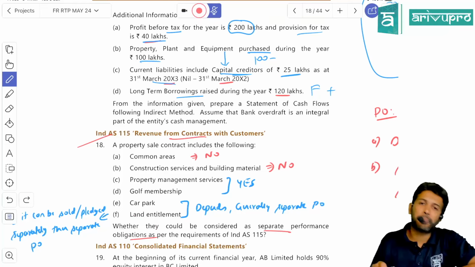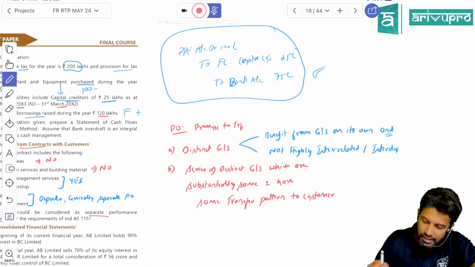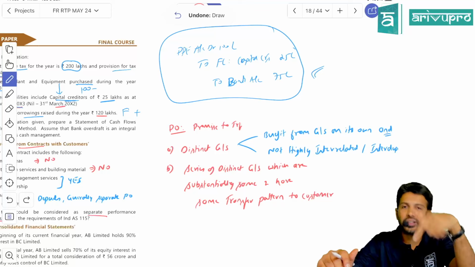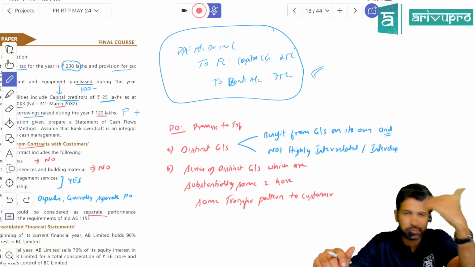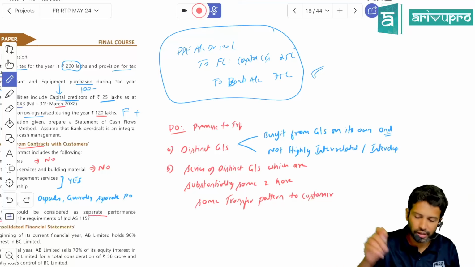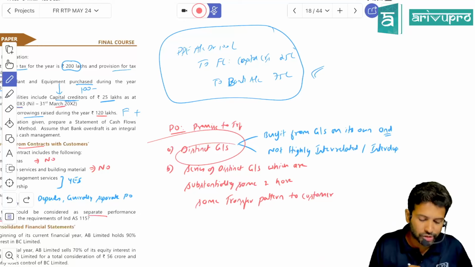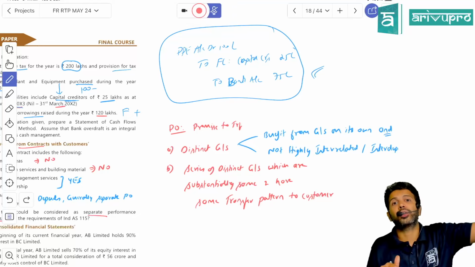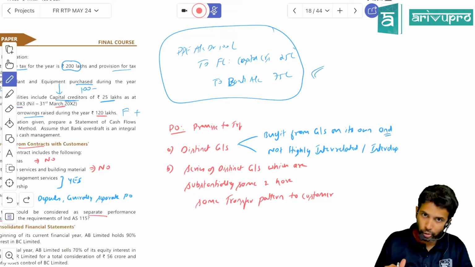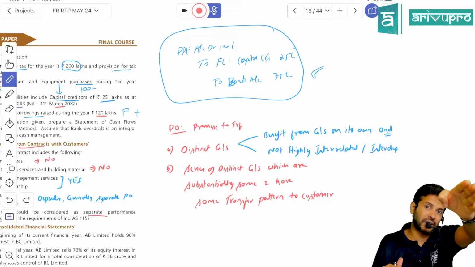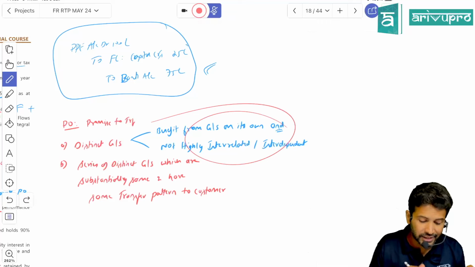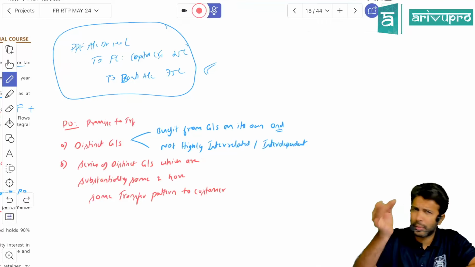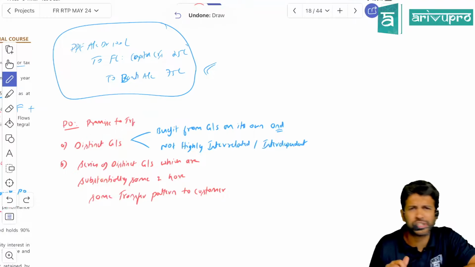Performance obligation is a promise made in the contract with the customer to transfer to the customer a distinct good or service, or a series of distinct goods or services which are substantially the same and have the same transfer pattern to the customer. And when can you say goods or services are distinct? Goods or services can be distinct when the customer can benefit from the usage of the goods on its own or with the resources available with the customer, and the goods should not be highly interrelated or interdependent. So all this we have studied. This is the definition of performance obligation. We have done enough number of questions on PO.